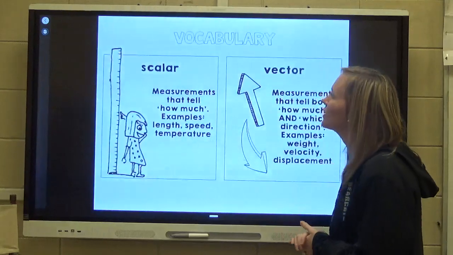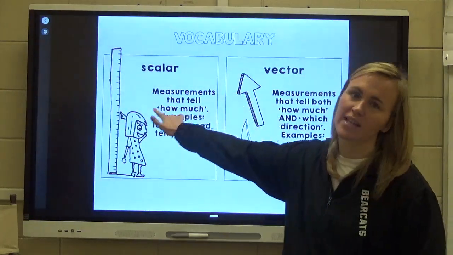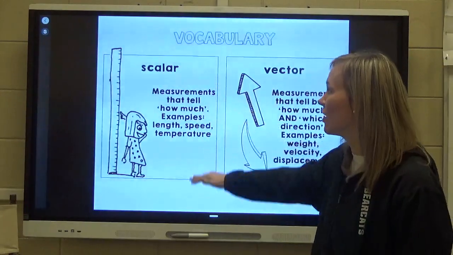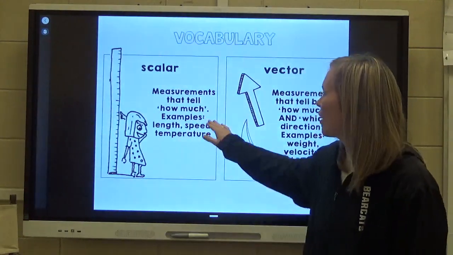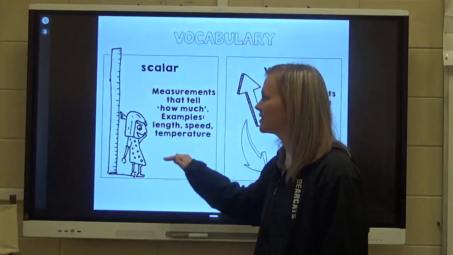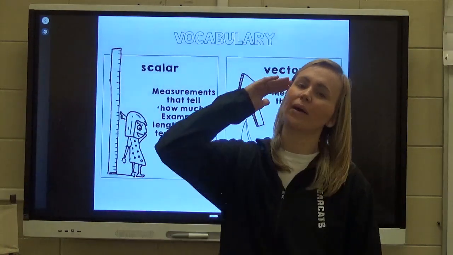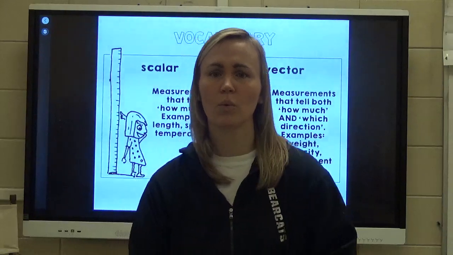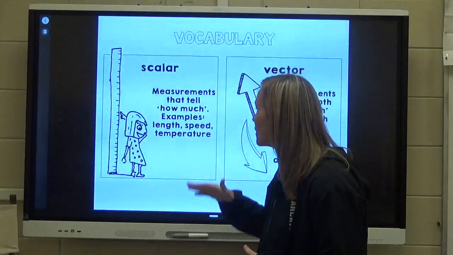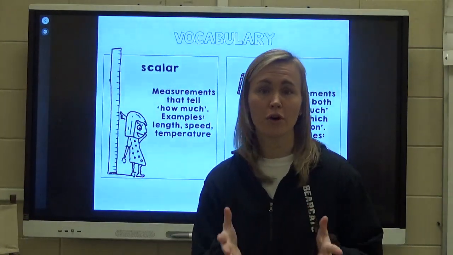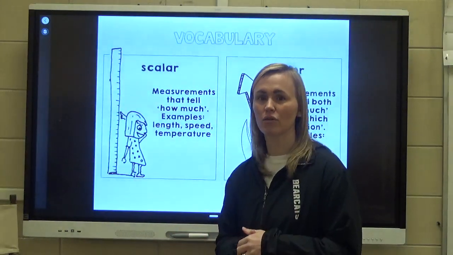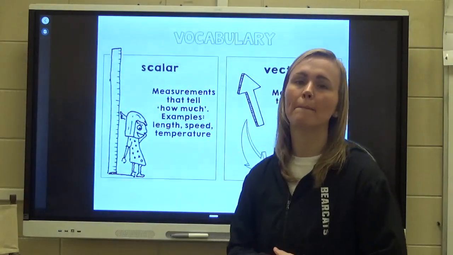So here we go. Two vocabulary words that you need to know: a scalar versus a vector. Scalars are measurements that tell you how much. Examples: length, speed, and temperature, alright? So they're just telling you precise measurements of something. It will be a number. When we're talking about speed, we'll say like 30 miles per hour or 10 meters per second, something along those lines. It's just giving you a measurement.